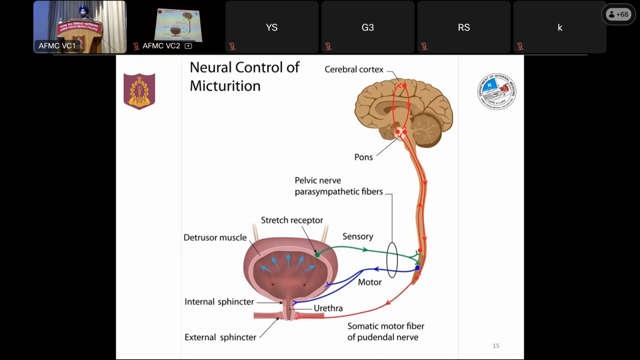So can anyone tell me what are the Lapidus classification of bladder dysfunction? Any volunteer? Okay, Abhishek, you have the mic. According to Lapidus classification, we have 5 types of neurogenic bladders. First is the uninhibited bladder, where the cortical sensations are lost. Patient can have features of urgency and hesitancy and increased frequency.